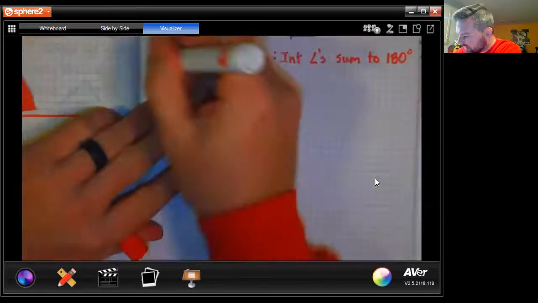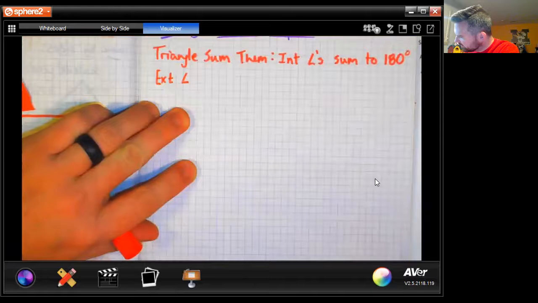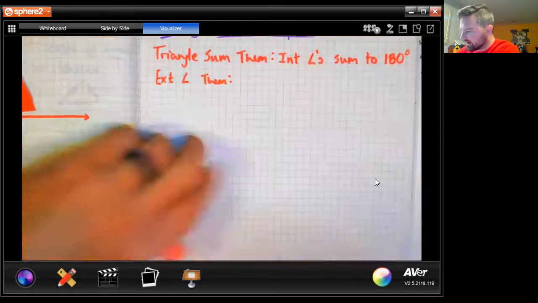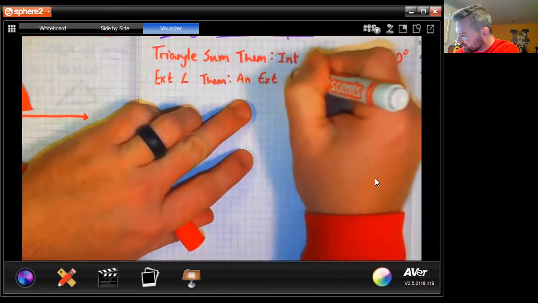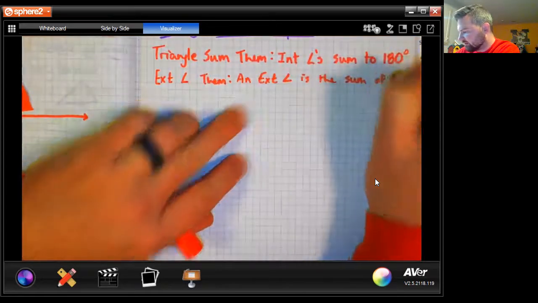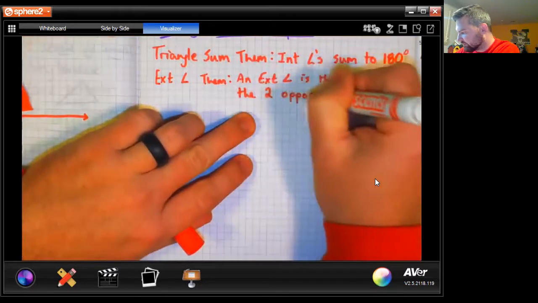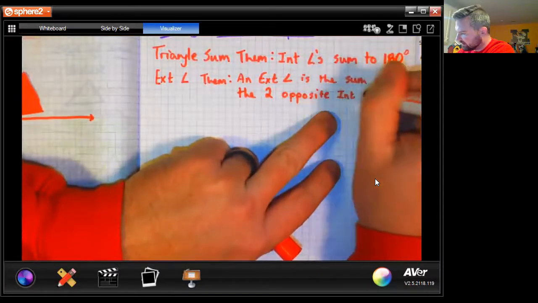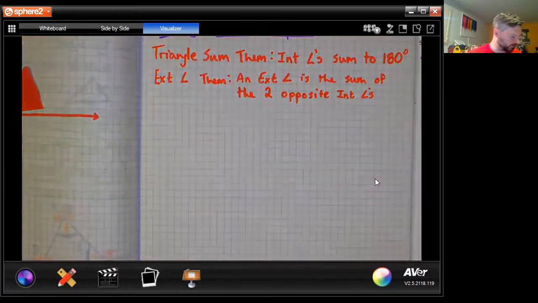And then the other one was the exterior angle theorem. An exterior angle is the sum of the two opposite interior angles. Okay, so let's say I'm going to cut another triangle out here.